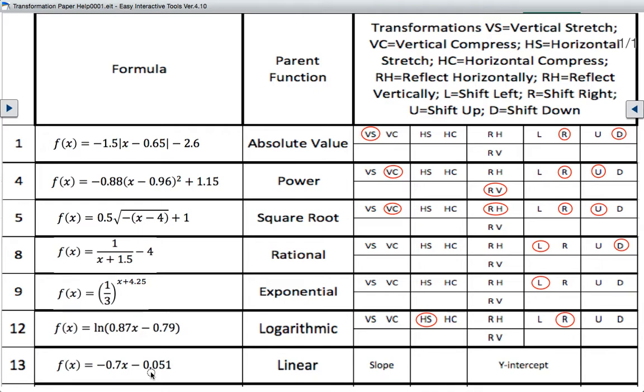Okay, so another thing that you have to do for your semester project is fill out this paperwork, and it consists of doing the transformations for your absolute value function, power function, square root, rational, exponential, logarithm, and linear functions. And I'm just going to go through each one, and I've already circled the things that apply, and I'll write the numbers as I go through.